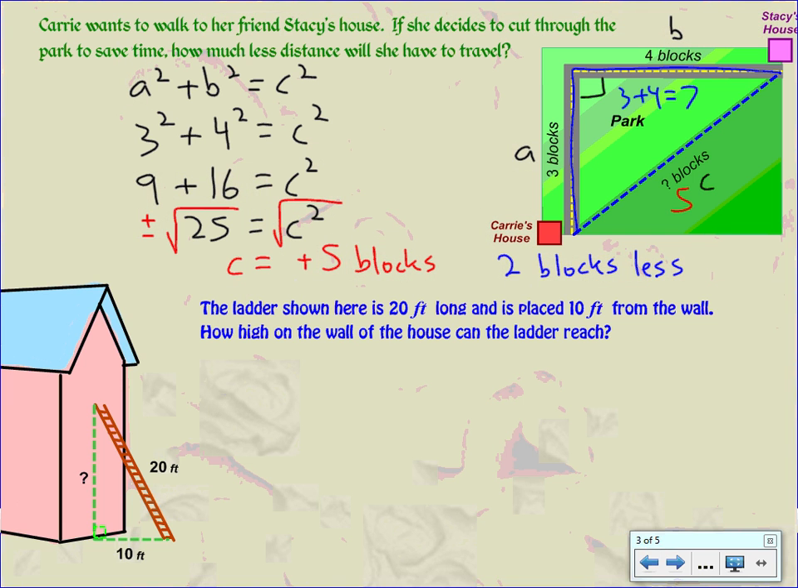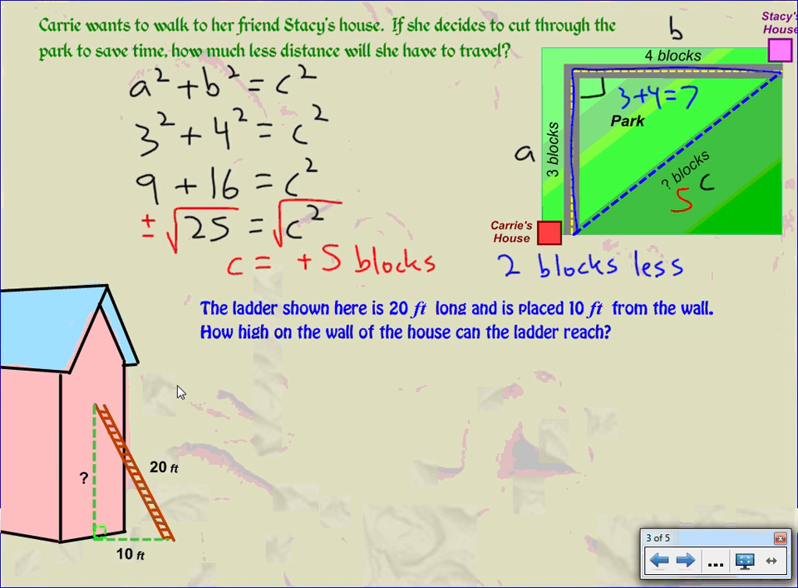In this next problem, we have a house, and we have a ladder that's resting against the house. We know the ladder is 10 feet away from the house, so they can measure that distance pretty easily. And I know it's a 20-foot ladder. So we want to find how high on that house, on that wall, we can reach with the ladder. So I'm looking for this value here.